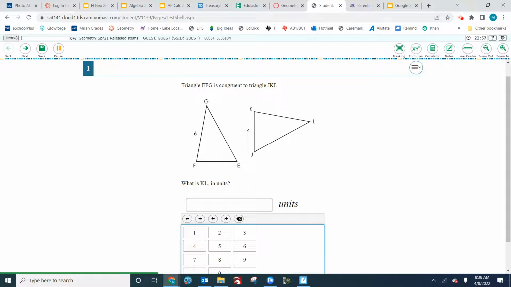This is called a congruent statement. E, F, G, J, K, L. They tell you the order for a reason. If you're trying to find KL, KL is the same as FG. FG is 6. KL is 6. So don't try to eyeball it. Don't try to say, oh, well, it looks like that one goes with that one. Use the congruent statement if they give you one. Make sense? Awesome.